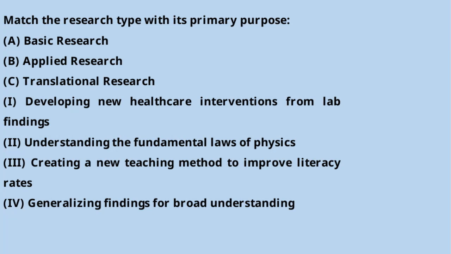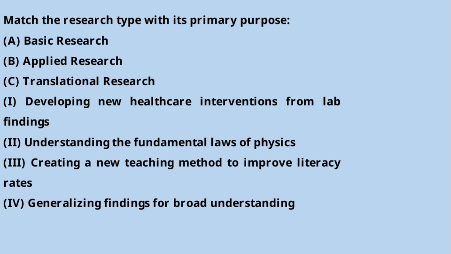All right, let's take a closer look at how different types of research align with their primary purposes. On this slide, we have three main types: basic research, applied research, and translational research. First, basic research, labeled as B, is all about understanding the fundamental laws of physics, which is represented here as II. This kind of research is driven by curiosity and a desire to expand our fundamental knowledge without immediate practical applications. Next, applied research, marked as A, aims to solve specific problems or develop new solutions.